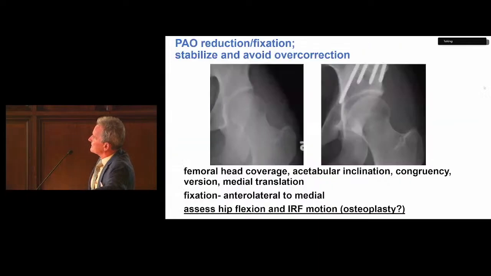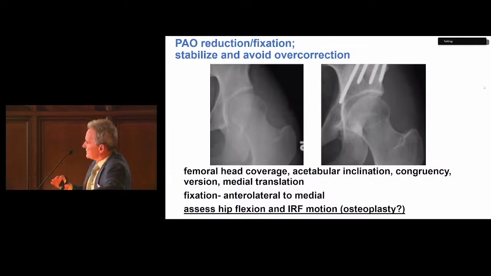In terms of assessing our reduction, we're looking at coverage of the femoral head. We're looking at inclination of the acetabulum. We're looking at congruency. We're looking at the anterior and posterior walls, the version of the acetabulum. We're looking at medial translation. For medial translation, we look at the distance between the inferior femoral head and the ilioischial line, comparing intra-op to pre-op. Jeff Mast described that measurement that we use on every case.